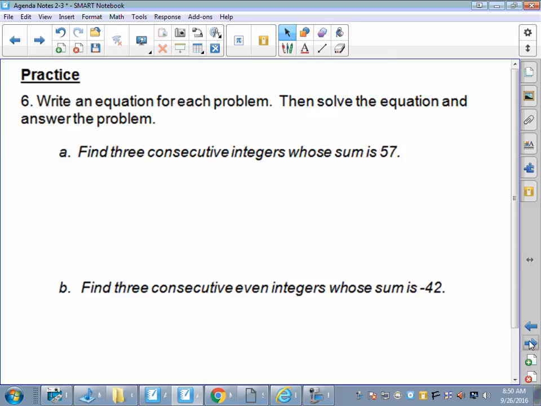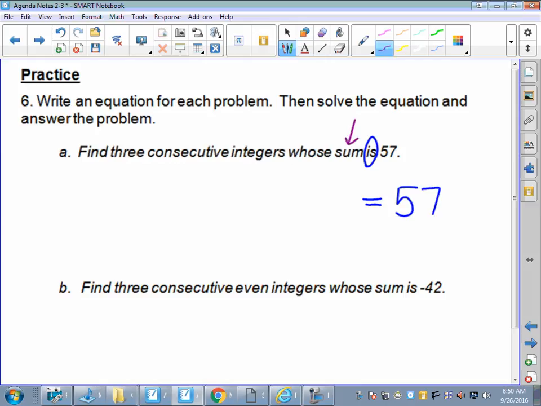So we'll do 6a. It says to write an equation for each problem, then solve it and answer it. So it says to find 3 consecutive integers whose sum is 57. Well, first of all, here's my is, right? So I know that it has to be equal to 57. And then this word, sum, what does it tell me I'm going to do with these 3 numbers? I'm going to add them all up. So something plus something plus something, because it says there's 3 of them.